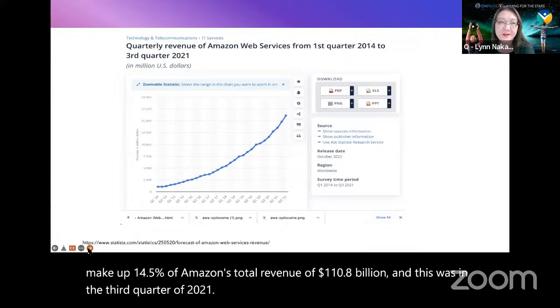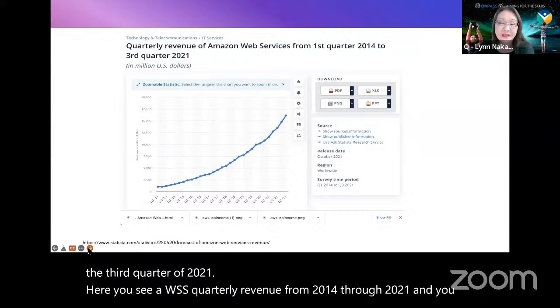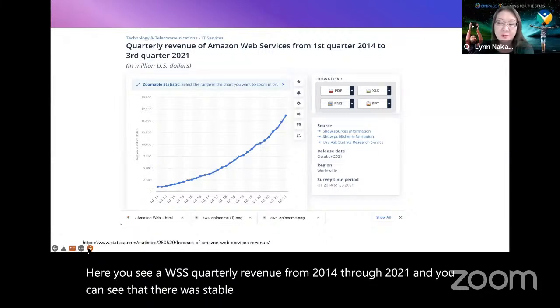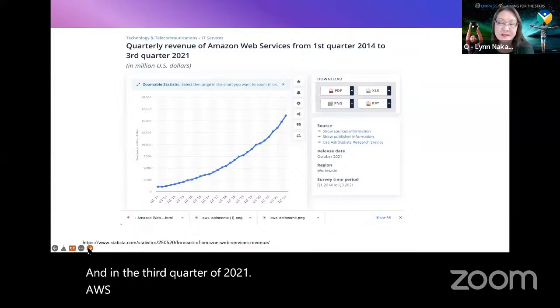Here you see AWS's quarterly revenue from 2014 through 2021. You can see that there was stable and significant growth. In the third quarter of 2021, AWS revenue jumped 39% to $16.11 billion.